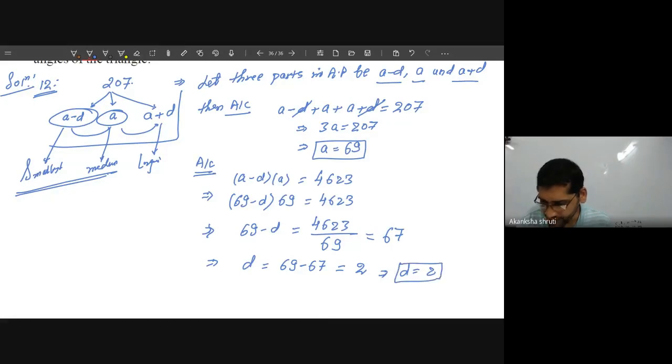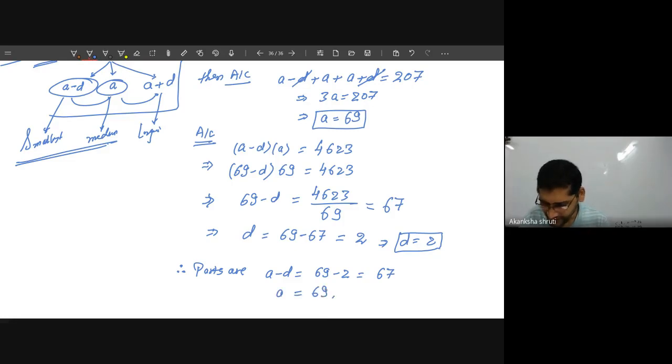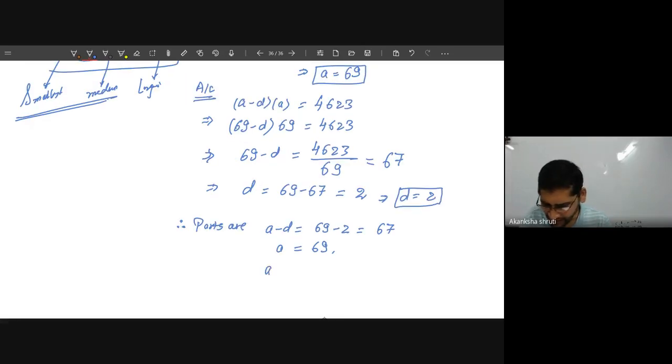So whatever the A and D you are getting, you put it into a square bracket. Therefore, what are the parts? A minus D is equal to 69 minus 2, which is 67. The other is A, which is 69. The other is A plus D, 69 plus 2, which is 71.